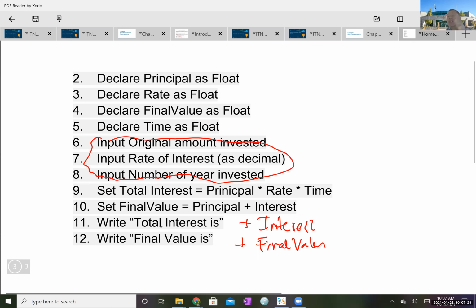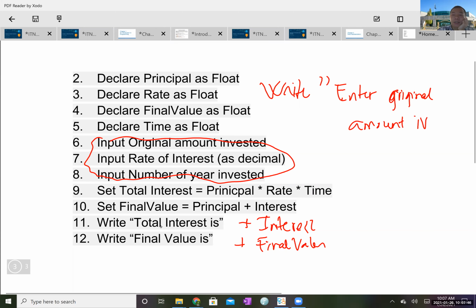So remember, for every input, you need one prompt, right? So normally for the structure of the input here, you also have to use the prompt, and you have to tell the user what you have to do, right? So say for this one, you enter original amount invested. So for this one, it's a prompt, right? It's printed out on the screen to tell the user what he has to do.